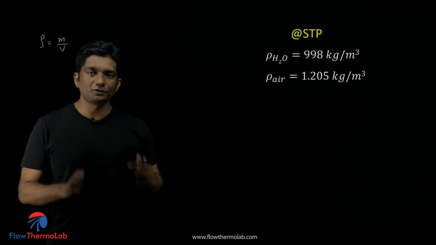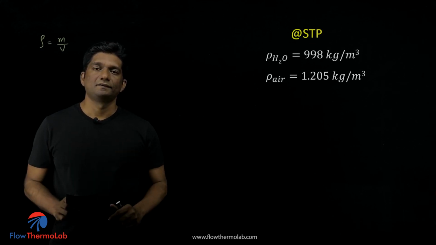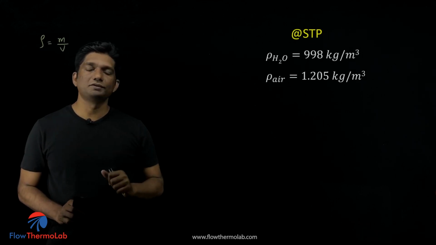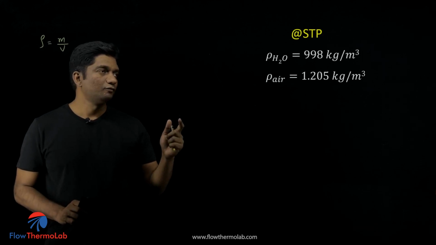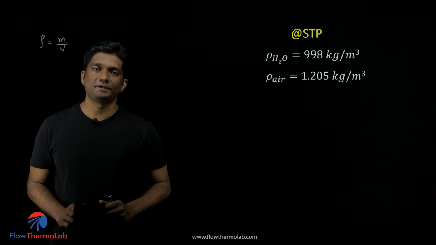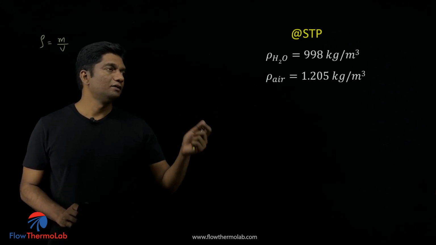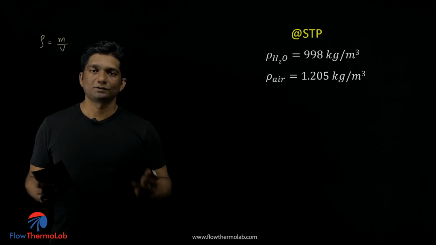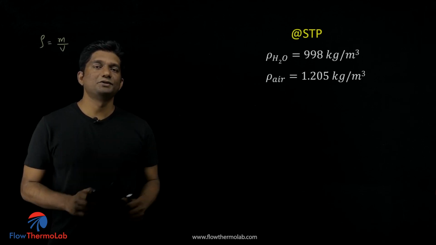Now let us try to understand it. This is mass by volume, this is fine. Now let's say in these two examples, at STP, standard temperature and pressure, for water the density is 998 kilogram per meter cube, and for air it is 1.2 kilogram per meter cube. So what does it mean? How do you visualize it? You can easily visualize it.